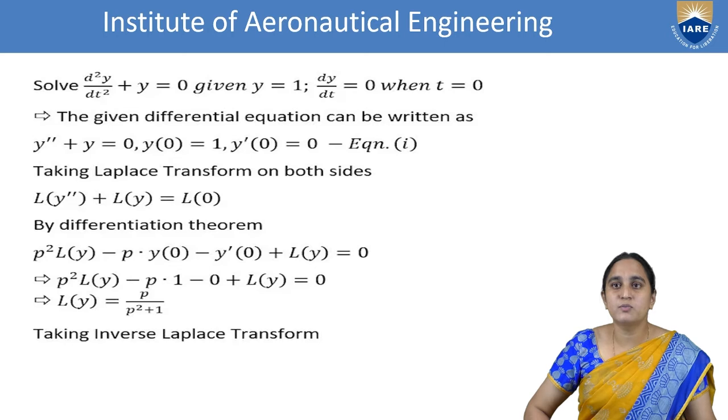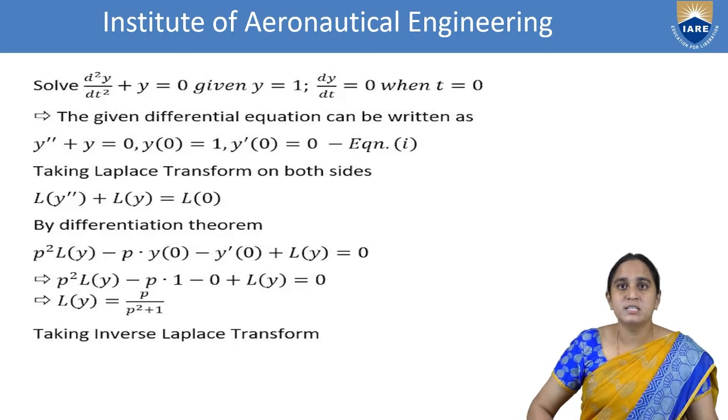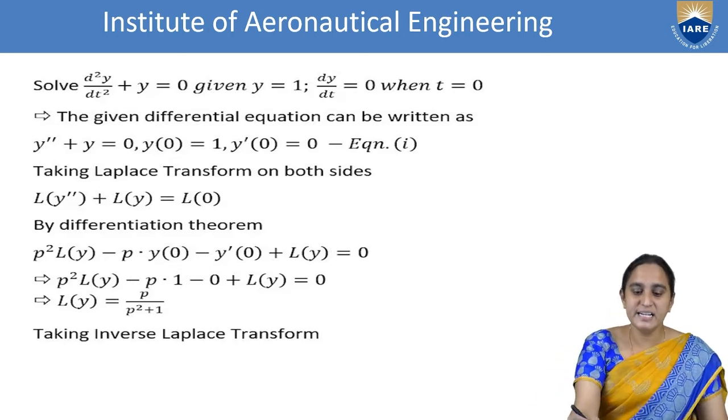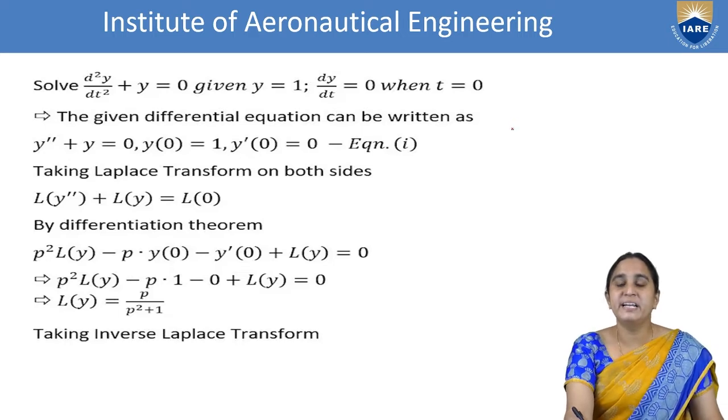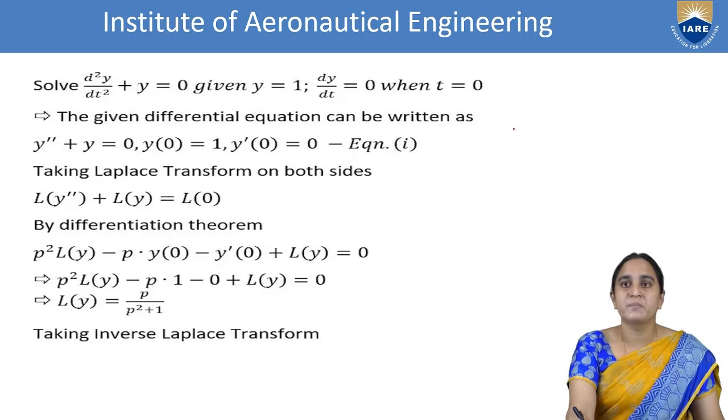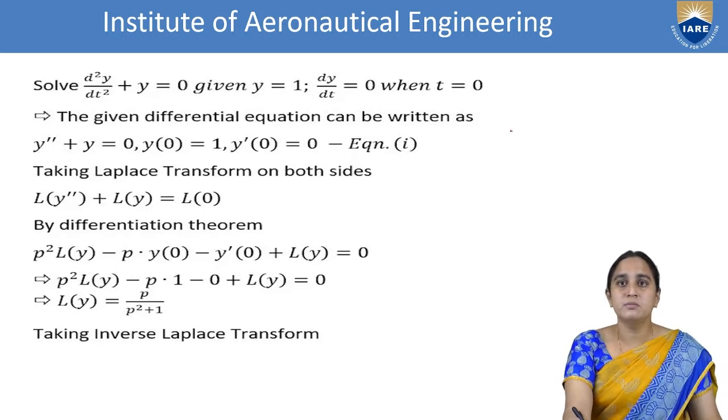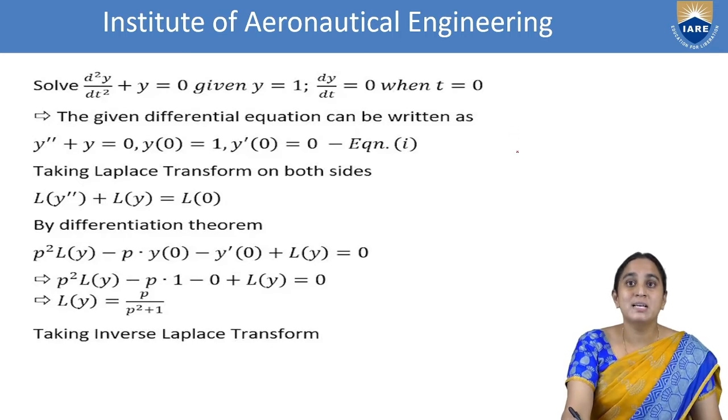Now I'll discuss one question on this method. First question, solve d square y by dt square plus y is equal to 0. What are the given initial conditions here? y is equal to 1 and dy by dt is equal to 0 when t is equal to 0. Here, what are the initial conditions? y of 0.